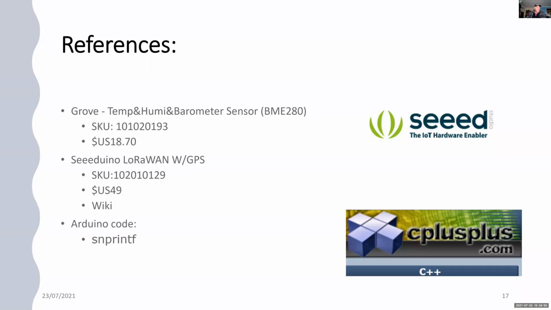And here are my references, both for the Seeed hardware and also the wiki on this device, which is a very good one because it goes into all the functions. It has unit tests for GPS. The only thing it misses is unit tests for other Grove devices, and I recommend that that be added to the wiki for the Seeeduino LoRaWAN with GPS. The other worthwhile reference is C++.com, to learn a little bit more about how to format a buffer for a transmission package.